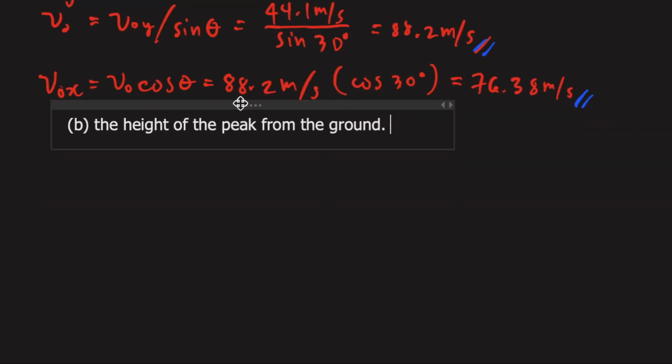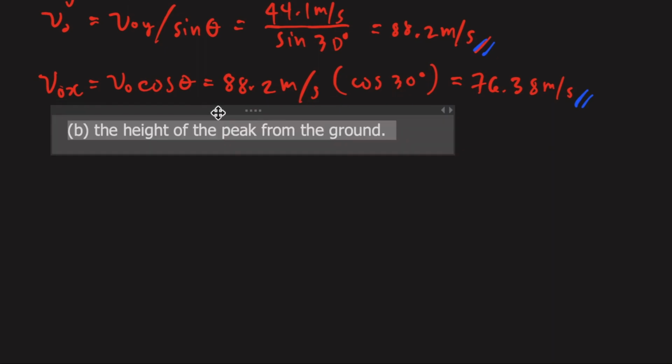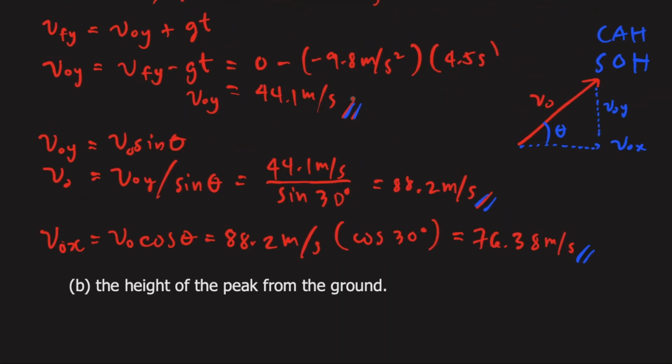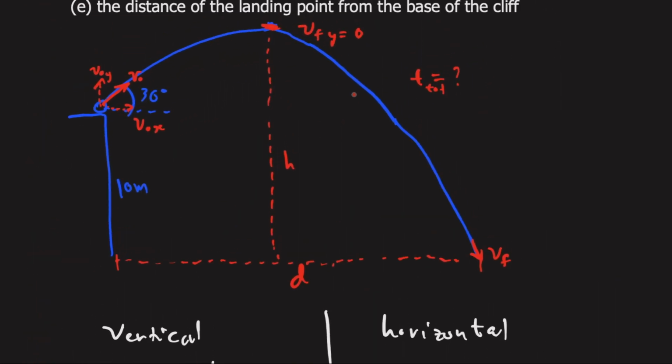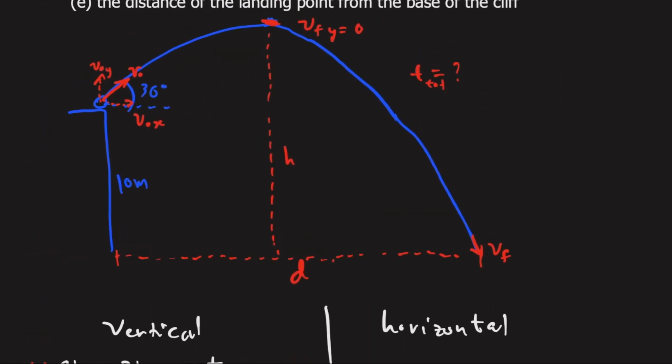Letter B, the height of the peak from the ground. Now to solve for that, let's look at the drawing again, or the illustration. Now we have two heights here. The first height is the height reached by the cannonball with respect to this line, and of course we have given here 10 meters. That's the distance from this point to the ground. So we only have to look for this portion of the height.